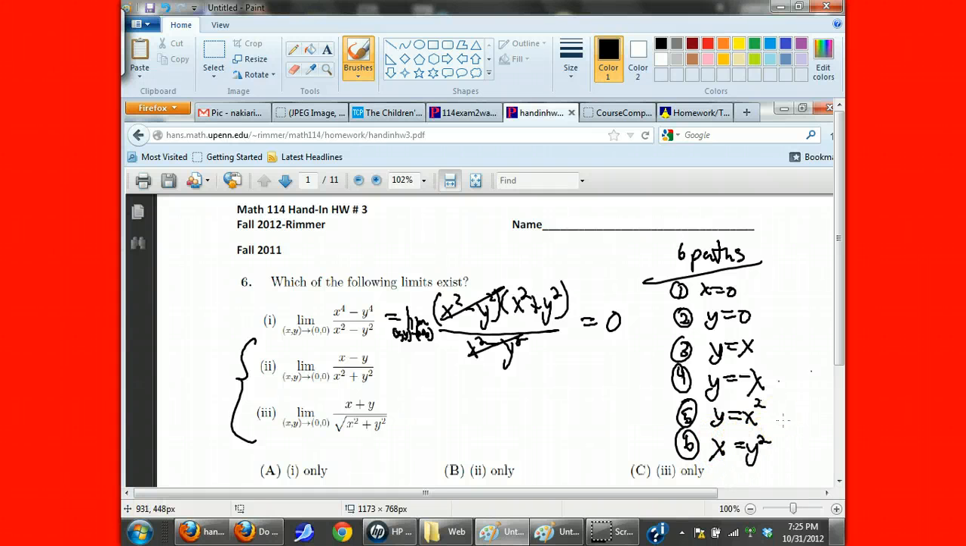So technically there's infinitely many paths. What I'm telling you is to try these 6, and you should get some disagreement. As soon as you get disagreement, then that's it. The limit doesn't exist. So yeah, that's what'll happen with these.